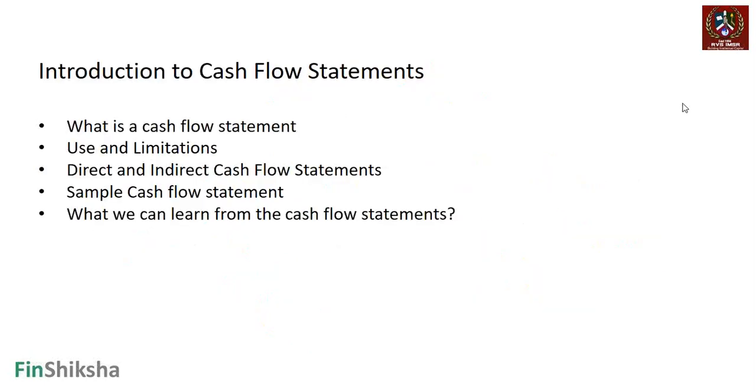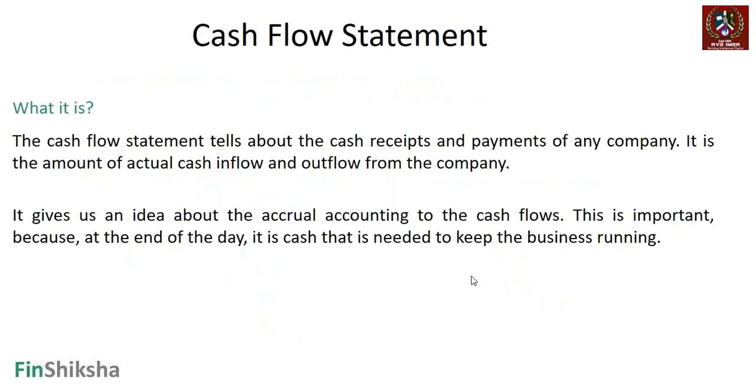So we're going to cover what a cash flow statement is, what the uses and limitations of a cash flow are, direct and indirect cash flow statements, how to look at a sample cash flow, and what we can learn from cash flow statements, right? When we look at a cash flow statement, it tells us about the cash receipts and payments of any company. It's the amount of actual cash inflow and outflow. So technically, this is like a bank statement, right? In a way, a bank statement. And just like a bank statement, these are all actual transactions that will come out, right?